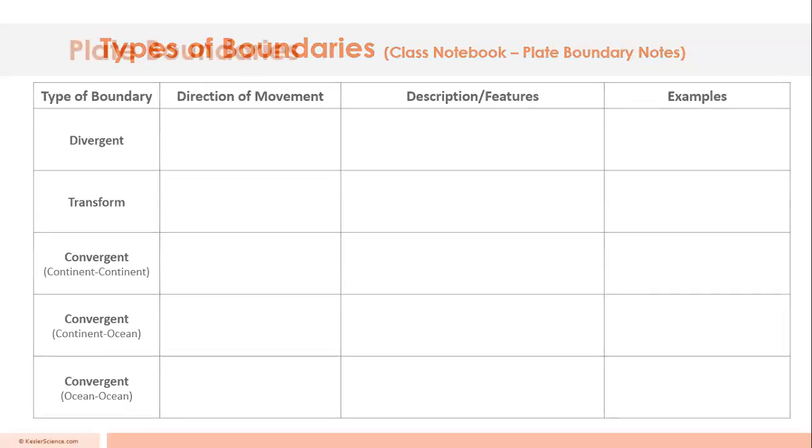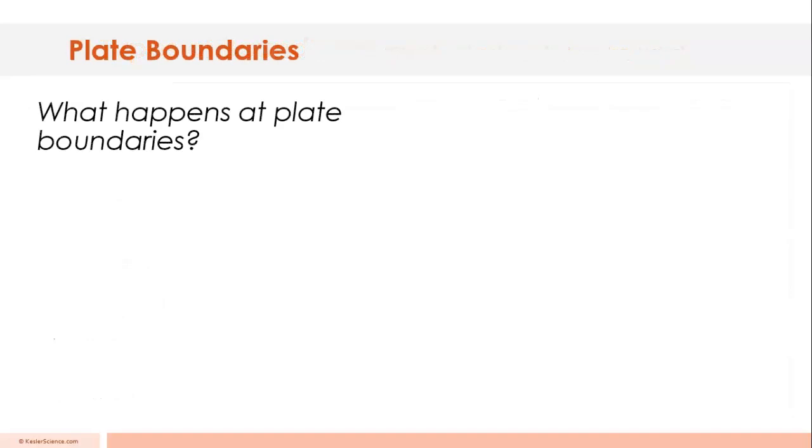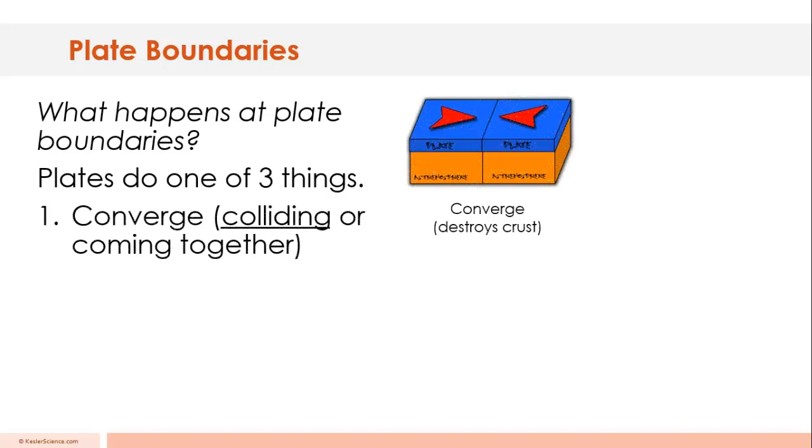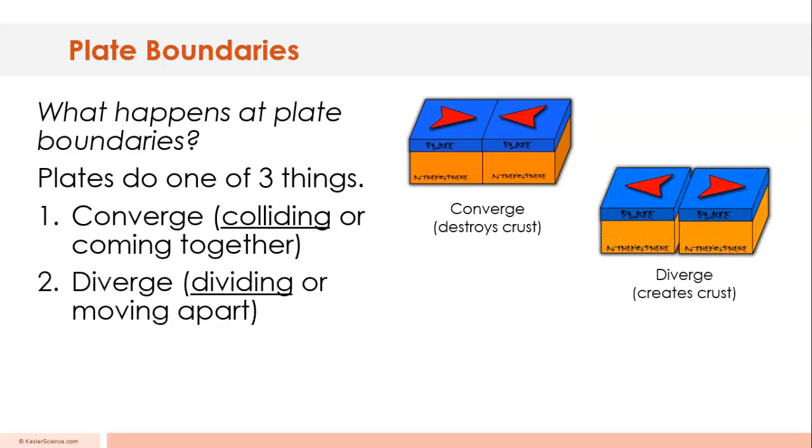All right, so ladies and gents, we're going to start by talking about what it is that happens at plate boundaries. Plates can do one of three things at places where those plates meet, which is what a plate boundary is. They can either converge, which means that they are colliding or moving toward each other or coming together. You can see here that when they converge, there is crust that gets destroyed. We'll talk more about that in a little bit.